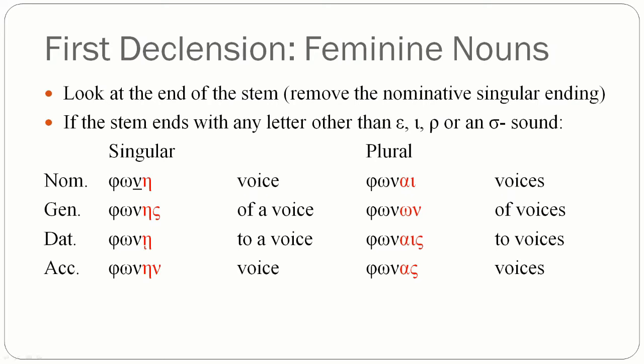So nominative singular is phone, voice. Genitive singular is phones, eta sigma, of a voice. Then dative singular, eta with an iota subscript, phone, to a voice. And then the accusative singular, phonen, a voice. And then have a look at the plurals. If you've gotten the plural forms from the first two categories down, then these ones are really easy. Phonai, voices, nominative plural. Genitive plural, always, always, always, omega nu, no matter what. So phonon. Then dative plural, phonais, and accusative plural, phonas.